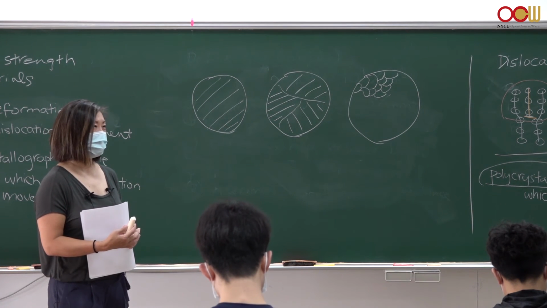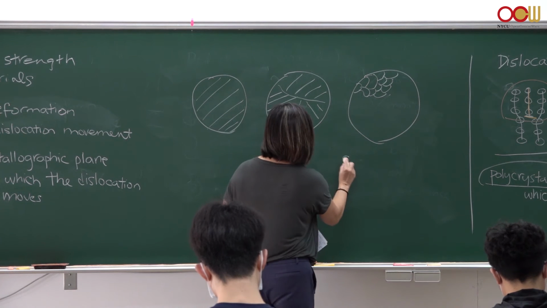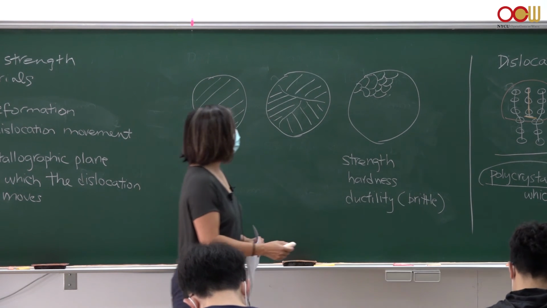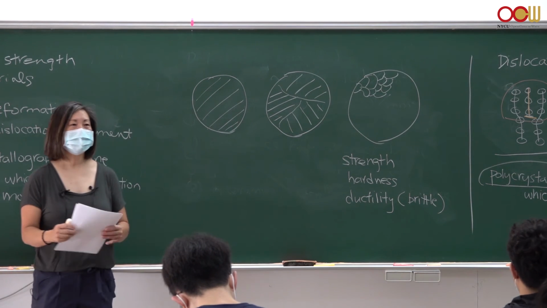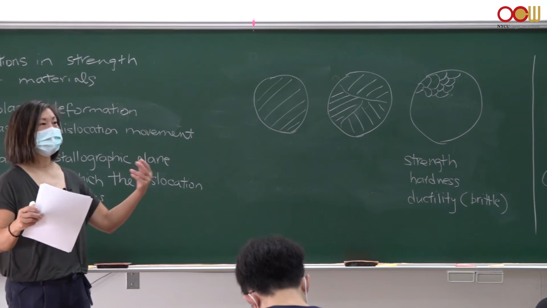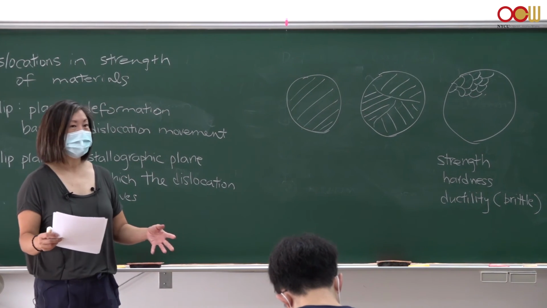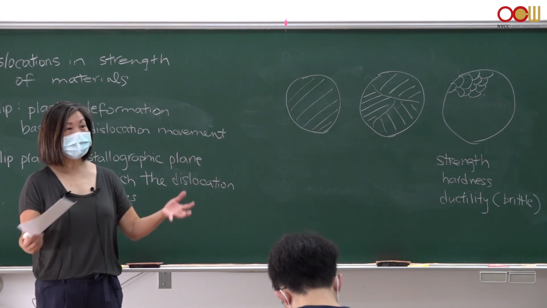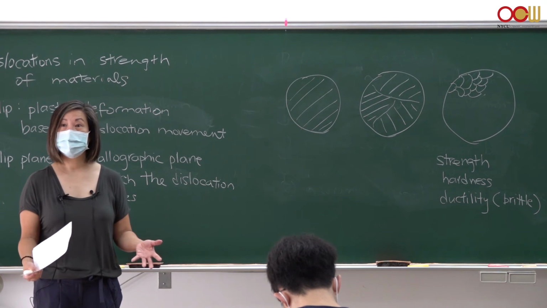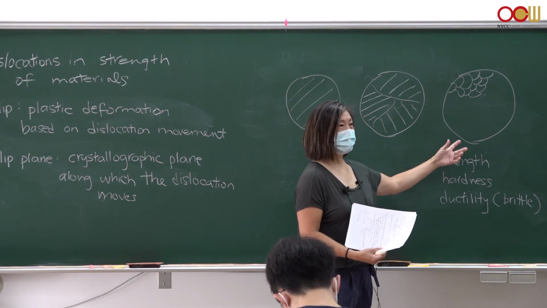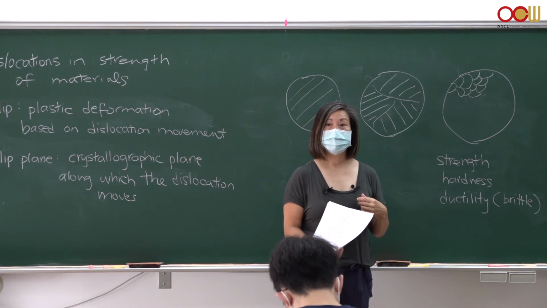Do you remember all those terms? So strength, hardness, ductility. Ductility is the opposite of brittleness. Ductility means you can bend without breaking. Brittle means it's the opposite. It means you cannot bend without breaking. So glass is a brittle material. Ceramics usually are brittle materials, but metals can become very brittle as well. You can make a metal brittle by adding a lot of dislocations or making the grains very, very small.